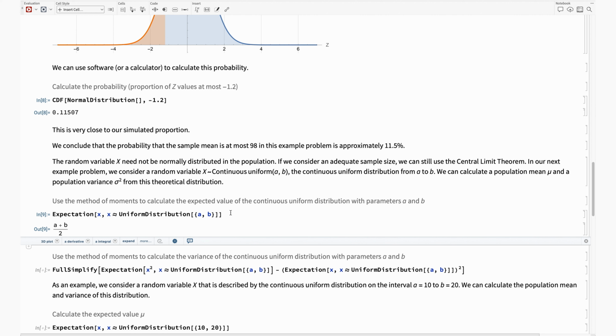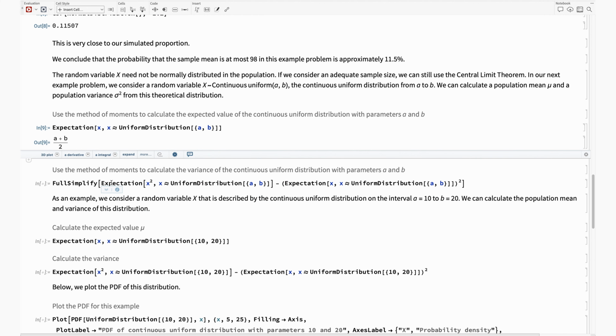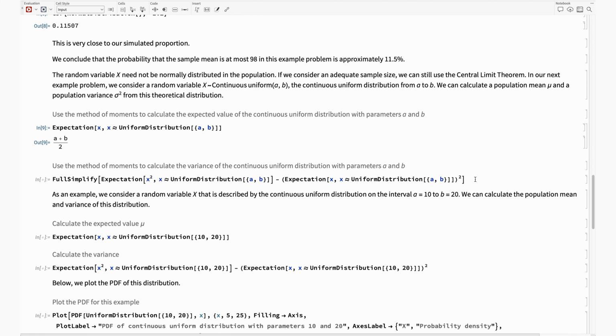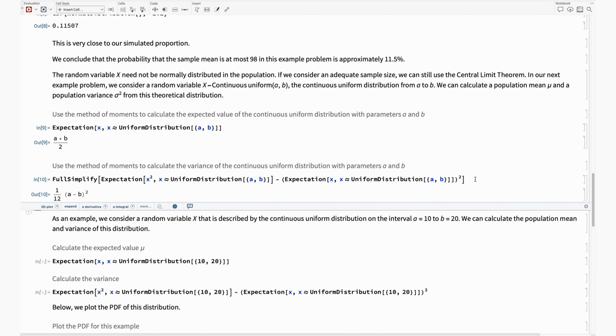You can also use this method of moments to calculate the variance. Now the variance is going to be what we call the second moment minus the square of the first moment. Again, don't worry about this. I've used some software here to calculate the theoretical variance of the continuous uniform distribution. And you see that that's a minus b squared. You could also say b minus a because you're just squaring that difference, divided by 12. That is the variance of this theoretical distribution.